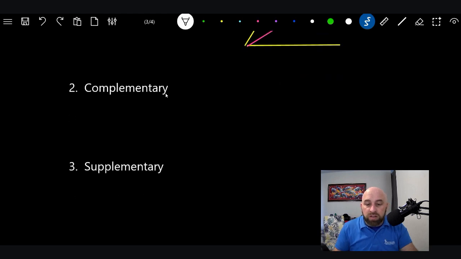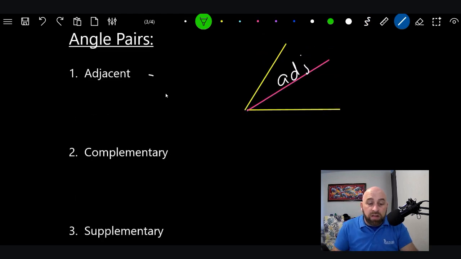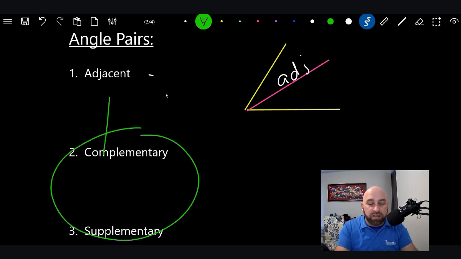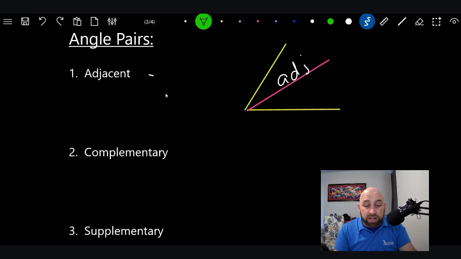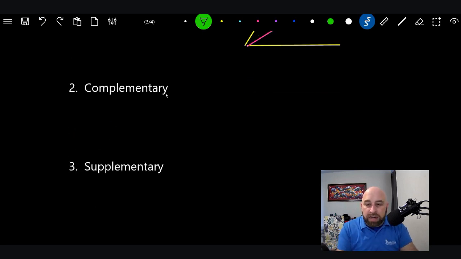The next one is what's called complementary. Now, the complementary are adjacent angles. So these ones basically fit under adjacent. I could have made these like A and B under adjacent, but I just made them 1, 2, and 3. And here's what it is. A complementary angle is a right angle. Before I write that, let me actually write what it is. I'm going to write a definition.